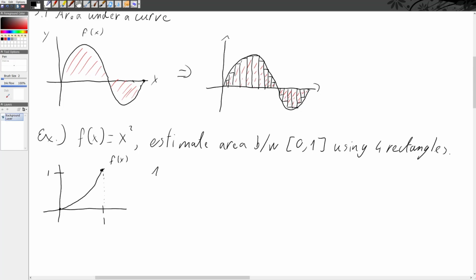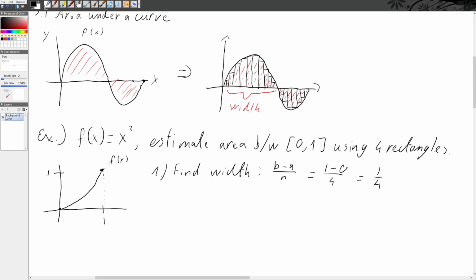So step 1, if I want to take a look at the width of the rectangles, the width of each individual rectangles. In this case, we are using 4 rectangles on an interval of 0 to 1, so we must divide that by 4 to get the width of each individual rectangles. So that's going to be b minus a over n, where n is the number of rectangles. So the width of each rectangle that I'm going to fit underneath this curve is going to have a width of 1/4.